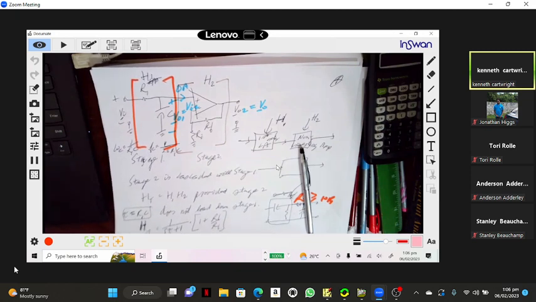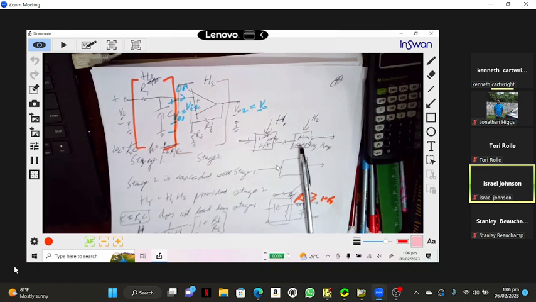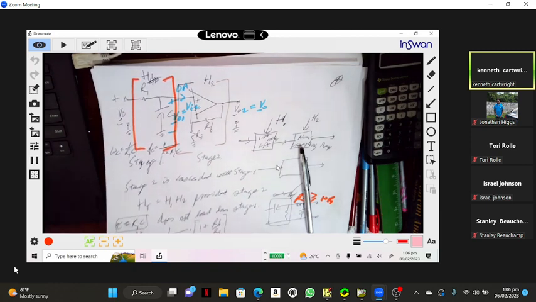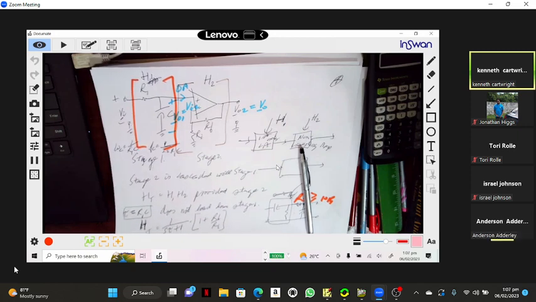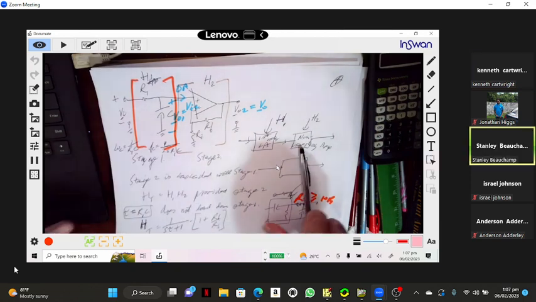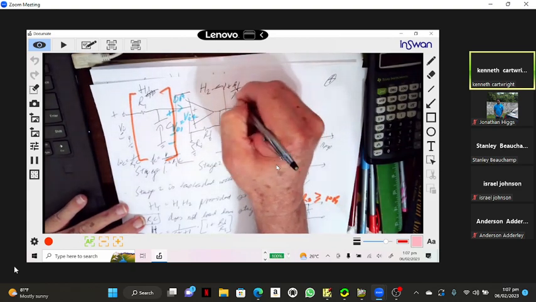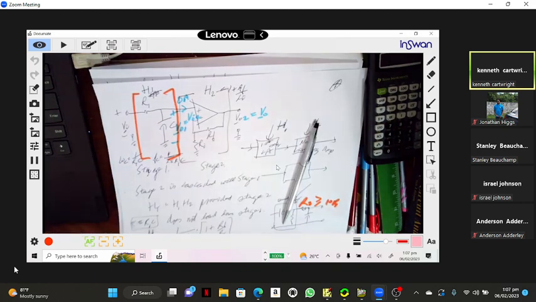All right, let me ask the question another way. What kind of number is H2? Complex number? No, it's not. It is not a complex number. It's a positive number, right? Because H2 is 1 plus RF over Ri. That's a positive real number.